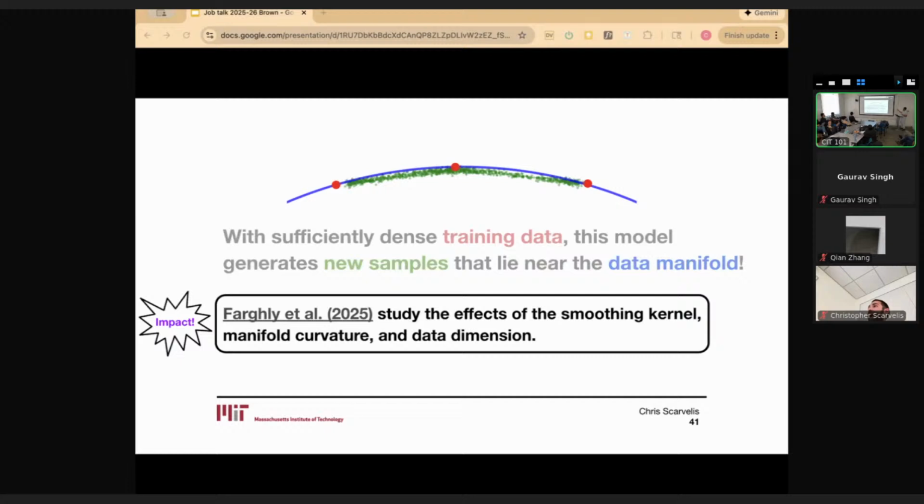Now, of course, as you might imagine, the manifold geometry matters a lot here. And since we published this paper, there's a group at Oxford led by Tyler Fargo that has done some great work fleshing out precisely how generalization depends on geometric factors, like the smoothing kernel, the manifold's curvature, and the data dimension.